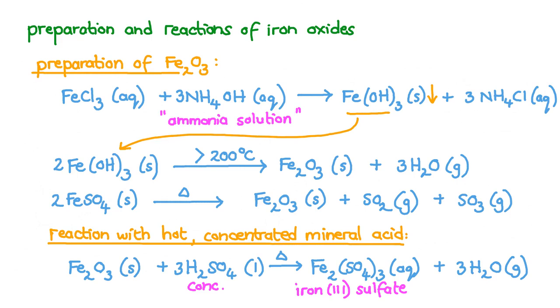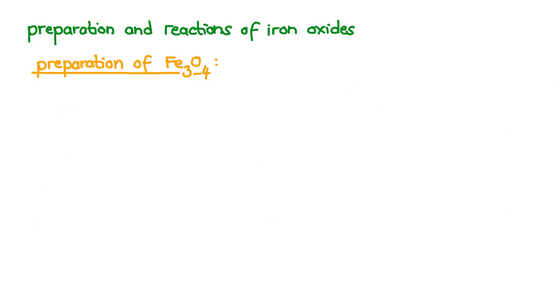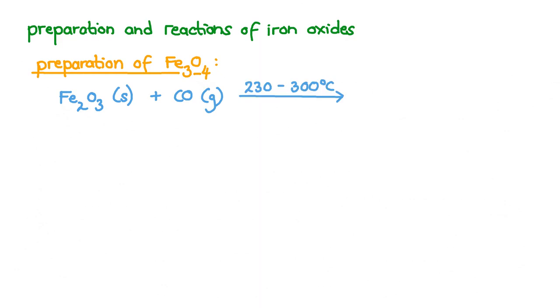Let's have a look at just 3 more equations, and those are for the last oxide, the iron 2,3 oxide. Besides extracting it from its ore, how can we prepare the iron 2,3 oxide? We can synthesize this oxide by reacting Fe2O3 or iron 3 oxide with carbon monoxide gas. The reaction system needs to be heated to up to nearly 300 degrees Celsius. Gaseous carbon dioxide is produced as well as our desired iron oxide.